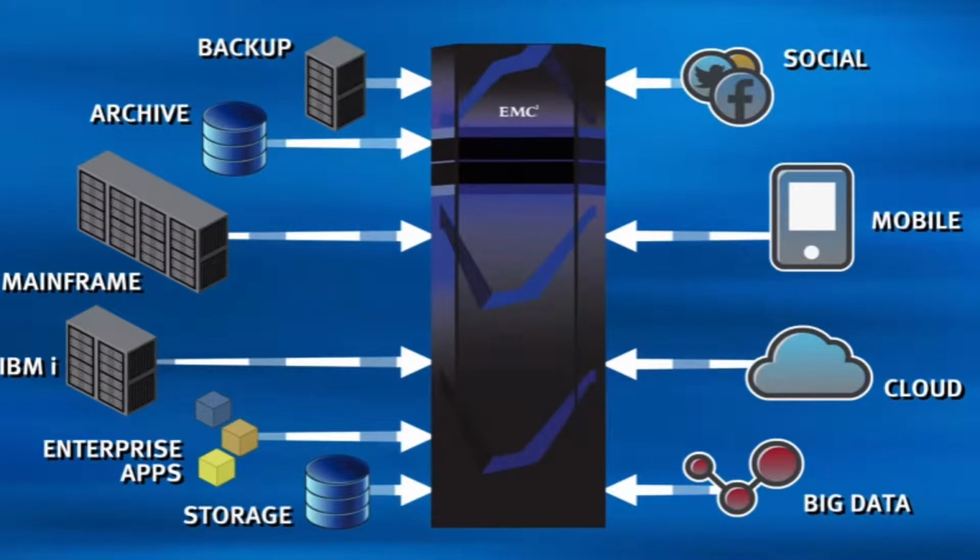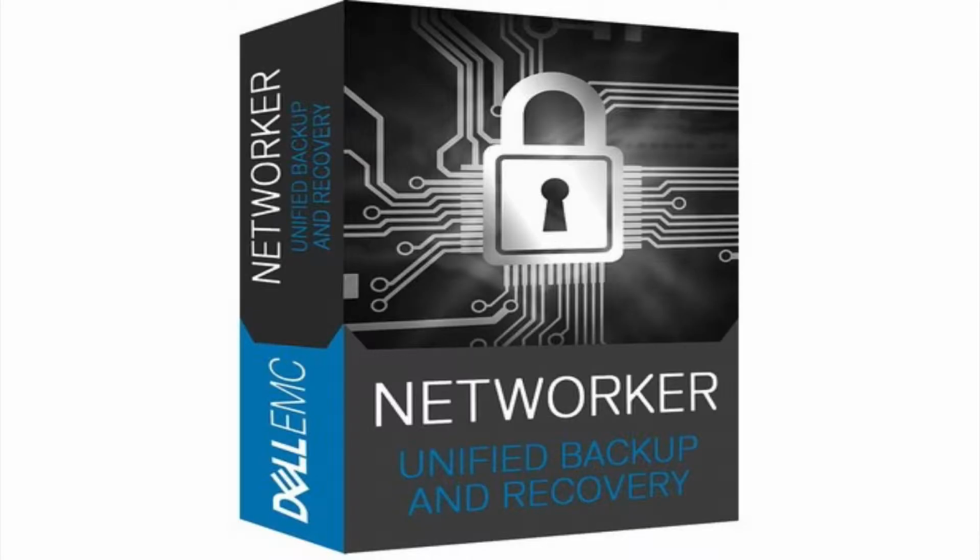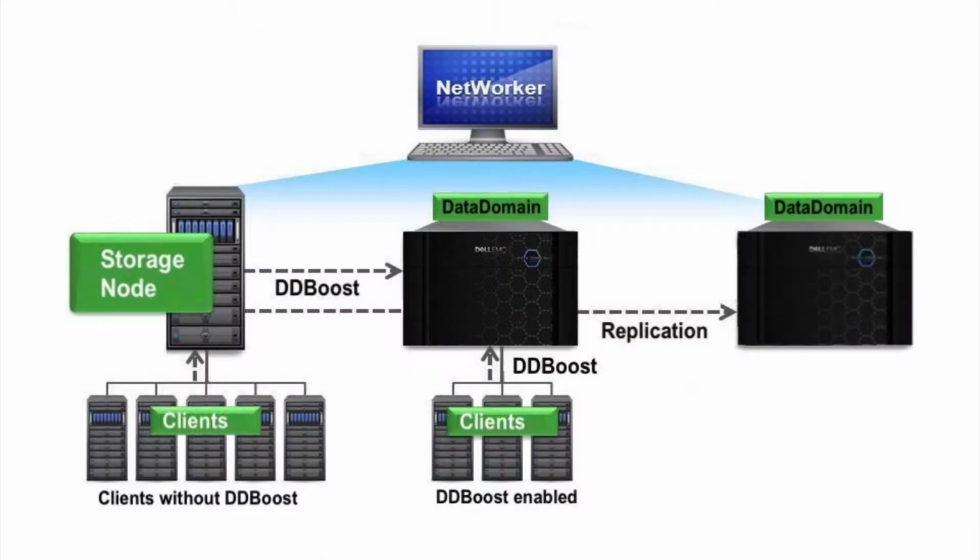Gallium C data domain is a data deduplication storage system with backup, archive, and data protection capabilities. Gallium C networker is a unified management software. It provides a single GUI for backup and restores of a client system. How do they work together?